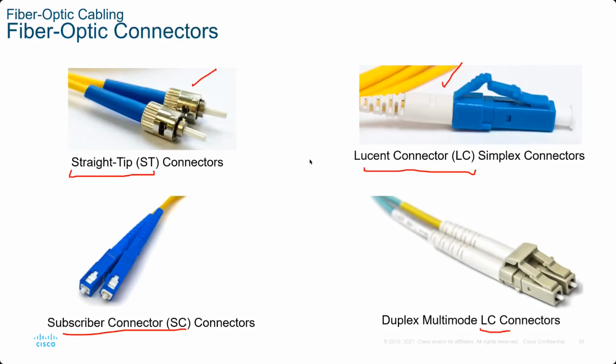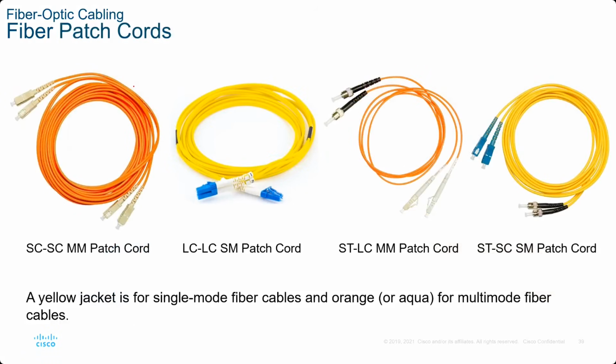The quick way to identify between different fiber optics is the color coding. Whenever you see an orange color, that means it's multi-mode. Whenever you see a yellow color, that means it's single mode. So SM and MM. Orange color is multi-mode. Yellow color is single mode. What is the difference? Single mode is expensive and goes a longer distance. Multi-mode is cheaper. It has a distance limit of 550 meters.